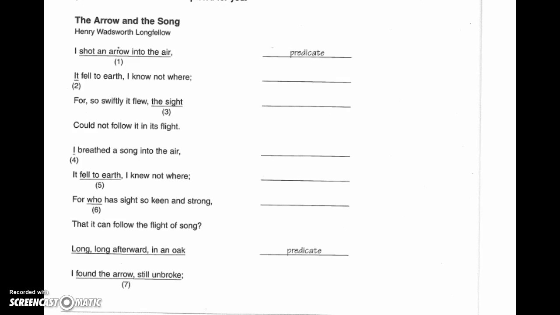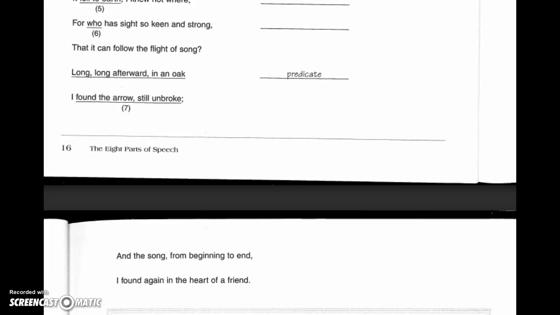You will identify the underlined phrase, numbers 1 through 7. Sometimes it's a word, sometimes it's a phrase, but you'll be able to identify it as either the subject or the predicate. There's the last 2 lines.